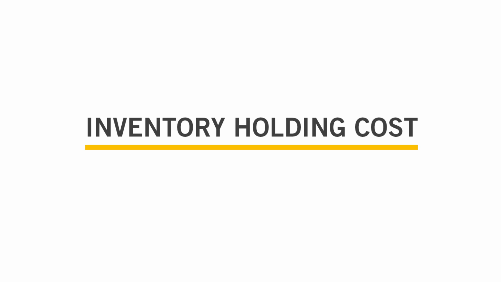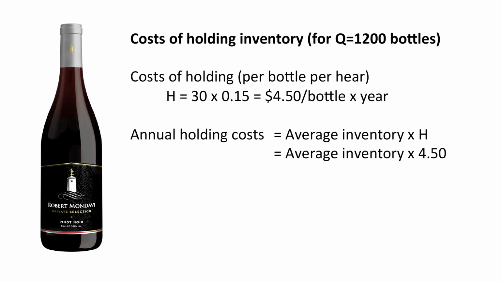Remember that we said that the cost of a bottle to John is $30 and that inventory holding costs were 15%. That means that the cost of holding a bottle for 1 year is going to be $4.5. This includes the cost of financing the purchase of the inventory and other related costs. So what are the total inventory holding costs? To evaluate that, we need to calculate how many bottles of wine John will have on average.